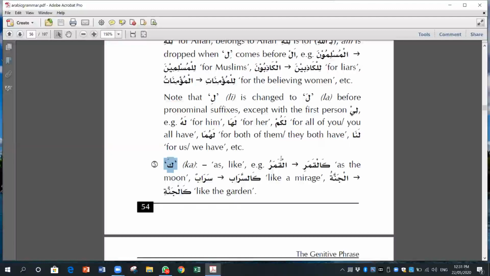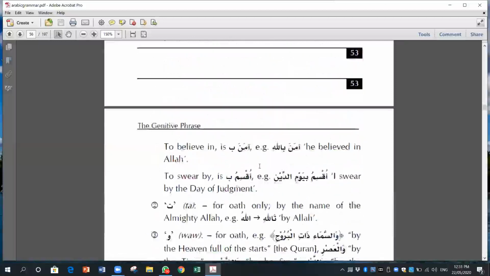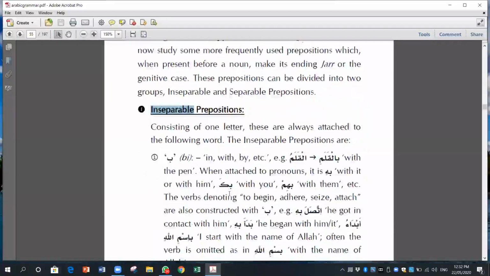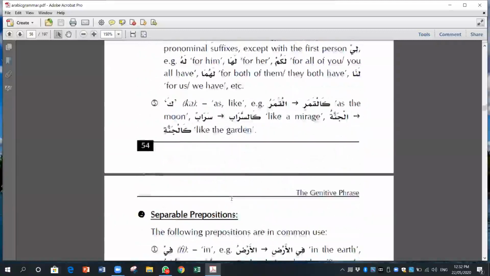Okay, so, ka. If it is in the beginning, kal qamari, right? So this ra will carry kasra due to this ka, because ka is harfe jar. Clear? So these were, you can say, inseparable, because they are joined with the noun, right? So these are attached prepositions. They attach with the nouns, right?